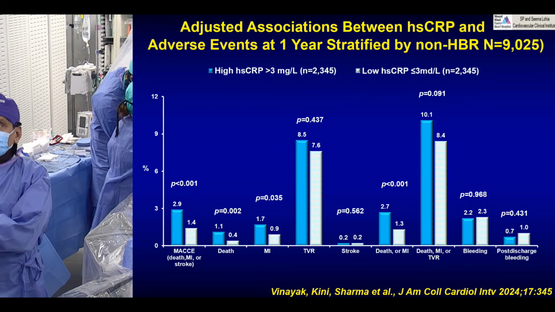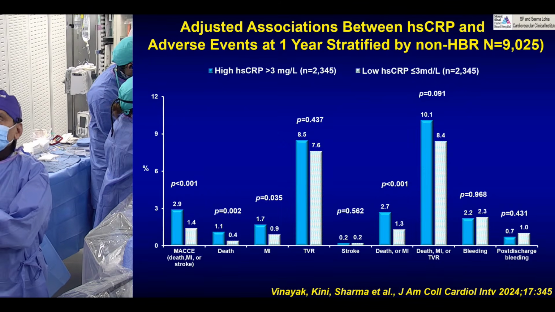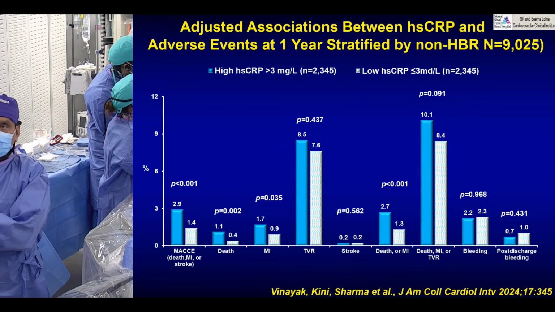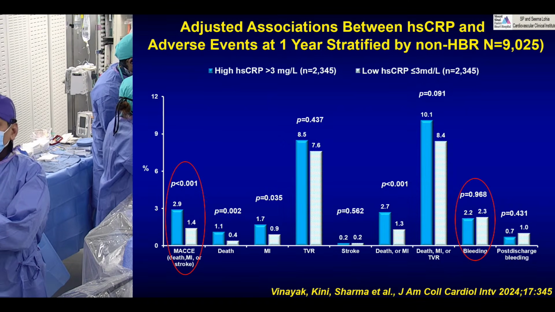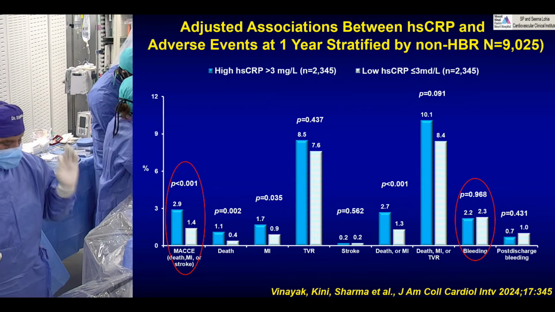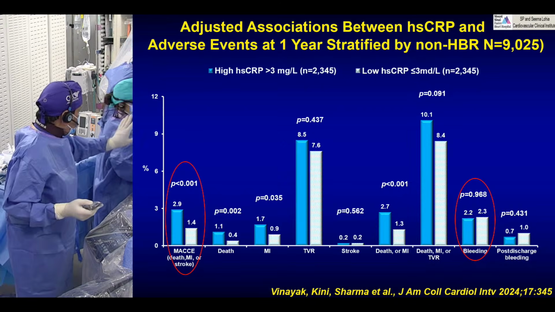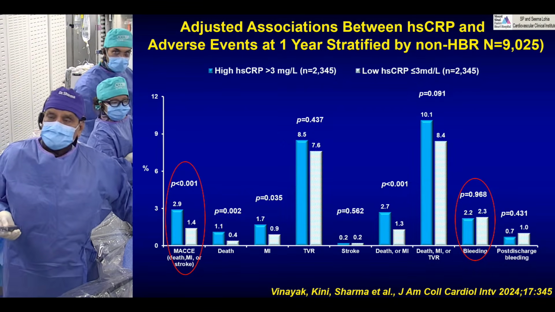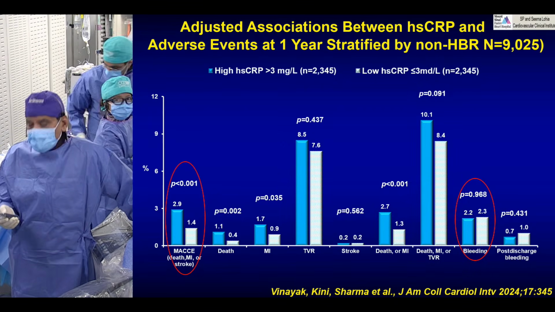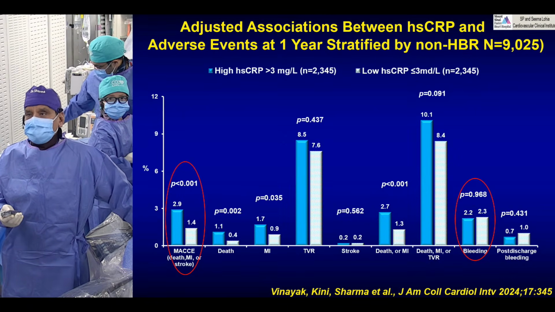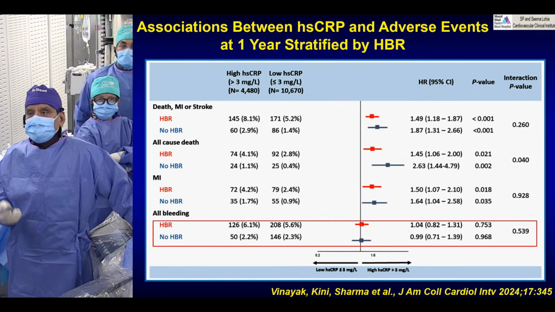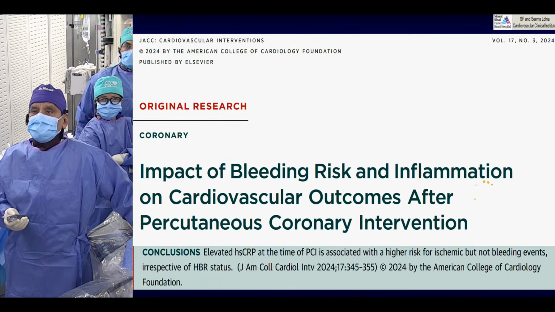Now, that was in the high bleeding risk patient. In the non-high bleeding risk patient, clearly the CRP still had a high event rate, but bleeding was not associated. So basically what we learned is that with HBR and CRP, CRP did not correlate with the bleeding, and particularly the patients with a high CRP had similar bleeding as shown here in this subsequent data.